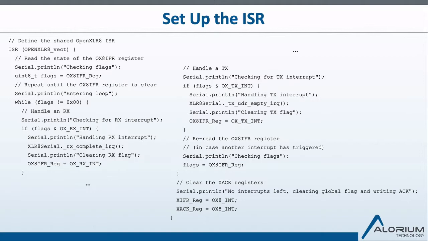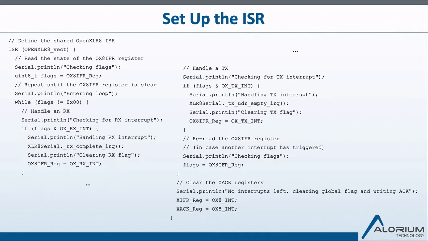Next, we want to set up the ISR. This is just like the example that I showed before, just handling the RX and TX specifically. I've added in a lot of serial print lines for the demo, just so that we can see what the XLR8 board is doing as it's stepping through the ISR. Usually you would, of course, not want a bunch of serial outputs in your ISR, as that creates an awful lot of overhead. But for demo purposes, it makes it a lot easier to understand.